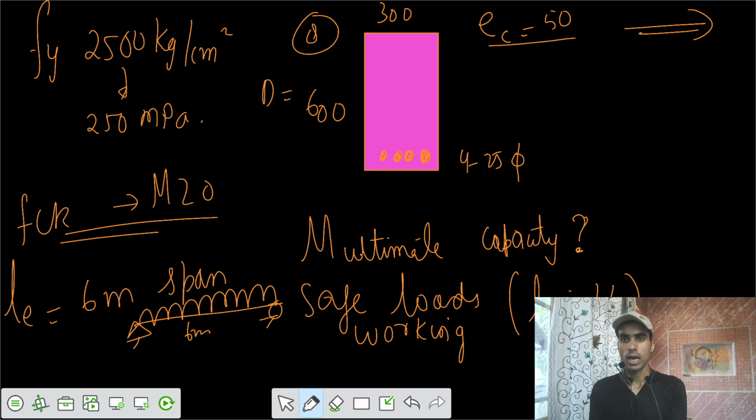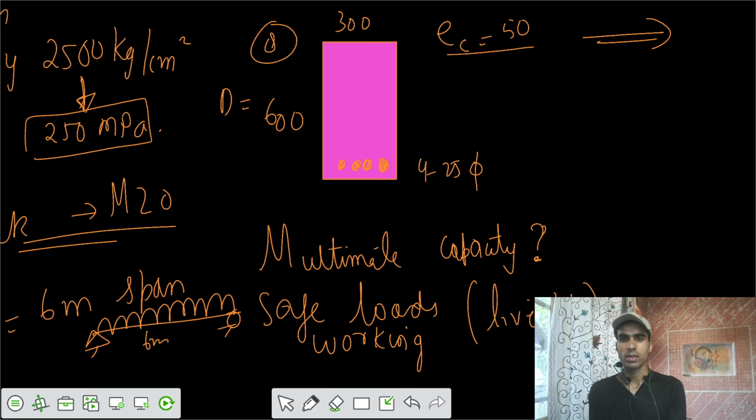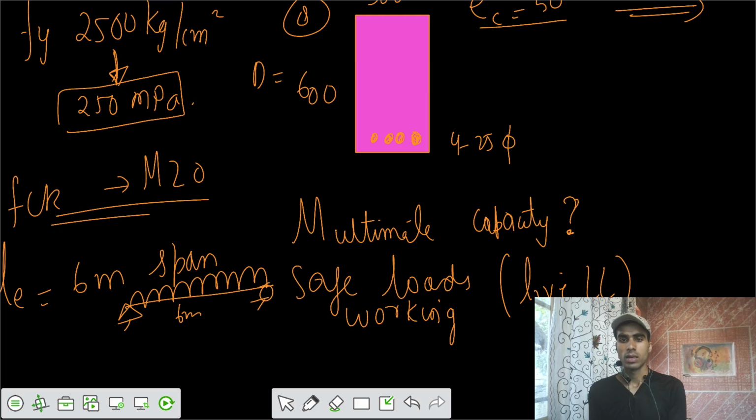Effective cover is given as 50 millimeters, and the yield stress for the steel is 250 megapascals, and fck is 20 megapascals. The effective length of the simply supported beam is 6 meters, and we have to apply a UDL live load, and its self weight is also there. So we have to see how much live load we should apply on the beam. It's similar to a previous problem, problem 6 we had earlier. Let's go for that one.